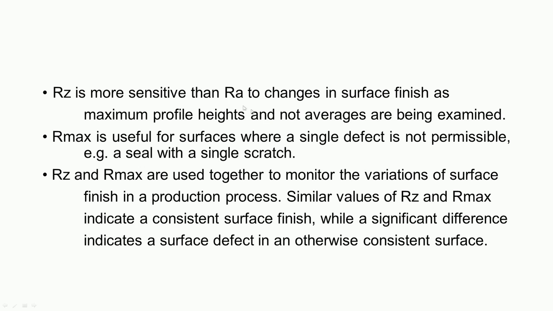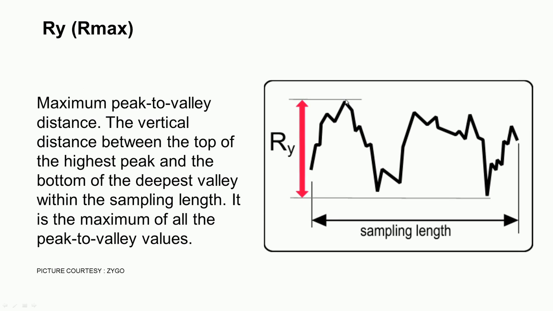Now, this is more sensitive than RA to changes in surface finish, as maximum profile heights and not averages are being examined. RMAX is useful for surfaces where a single defect is not permissible. For example, a seal with a single scratch. If there is a scratch in the seal, now that also will be considered.